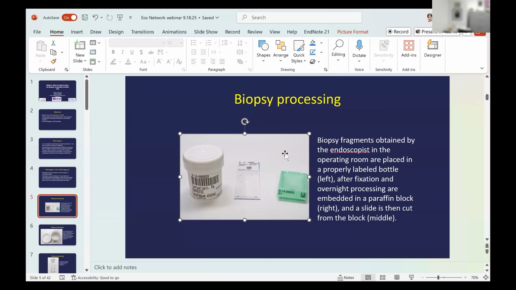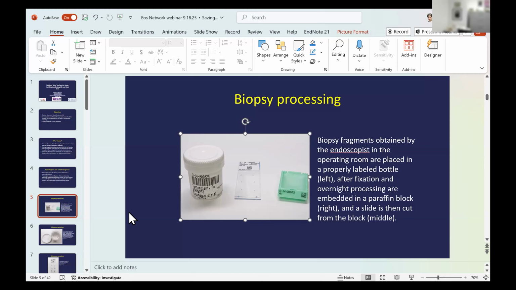We can do it in a few hours, but overnight is the usual scenario. And the tissue is subject to graded series of alcohols, mostly to remove the fluid that's in the tissue. And then the next morning, what's called a paraffin block is created. The tissue pieces are placed in this block of paraffin, which I think is just simply candle wax, and a slide is subsequently cut. At the time that it's in the paraffin, and even when the tissue is first put on the slide, it has no color.